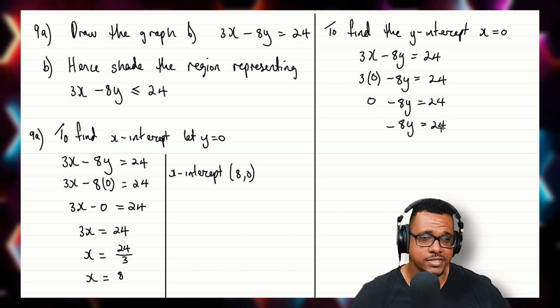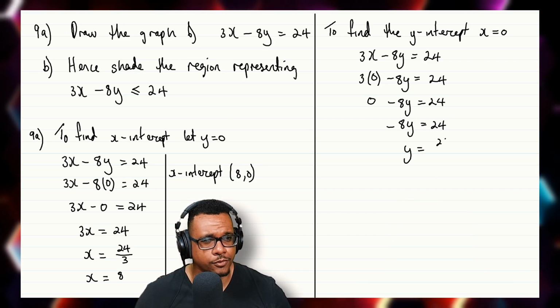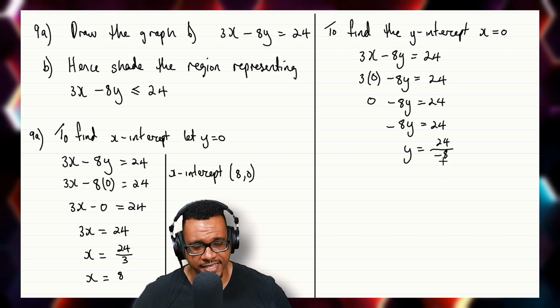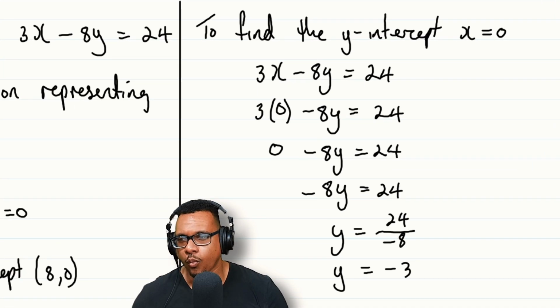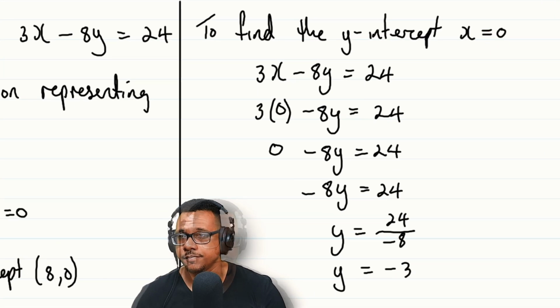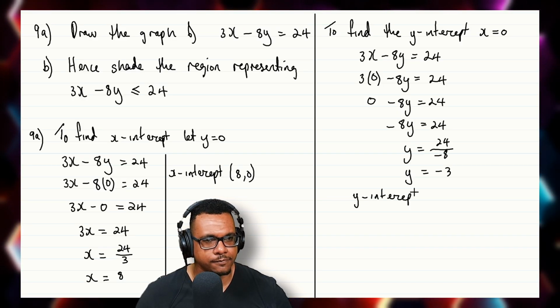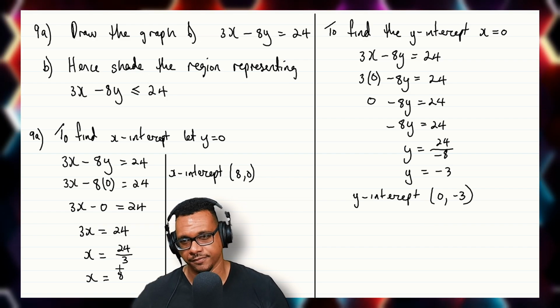Or I could say divide both sides by negative 8. So we get y is equal to 24 divided by negative 8. And of course, 24 divided by negative 8 is negative 3. So y is equal to negative 3. So our y-intercept would be 0 on the x and negative 3 on the y.